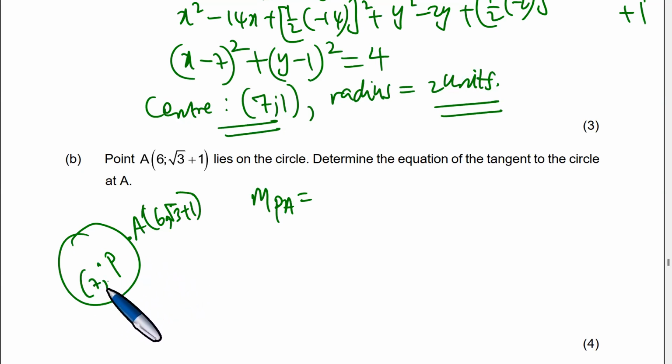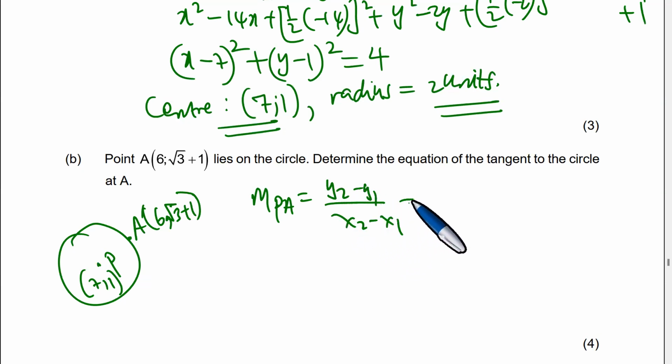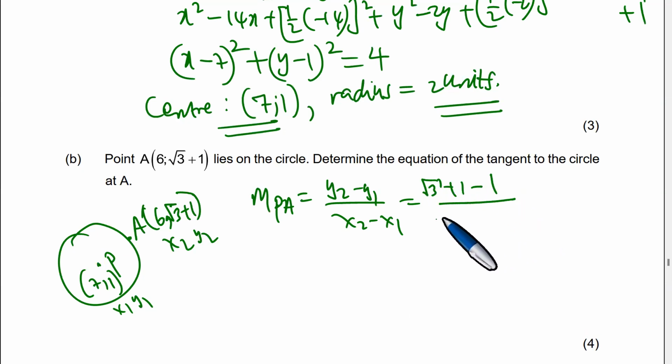Okay, P has the coordinates 7 and 1, and you can easily determine the equation of the tangent to the circle. So you need to find the gradient of PA, which is y2 minus y1 over x2 minus x1. x1, y1, x2, y2. y2 is the square root of 3 plus 1. y1 is 1. x2 is 6. And x1 is 7. So this one here is 6 minus 7, which is minus 1. So it's minus the square root of 3.